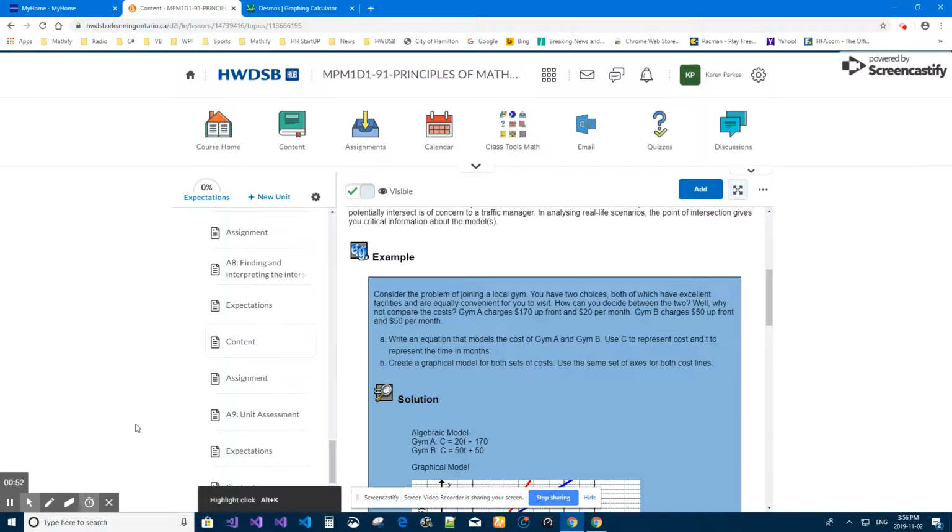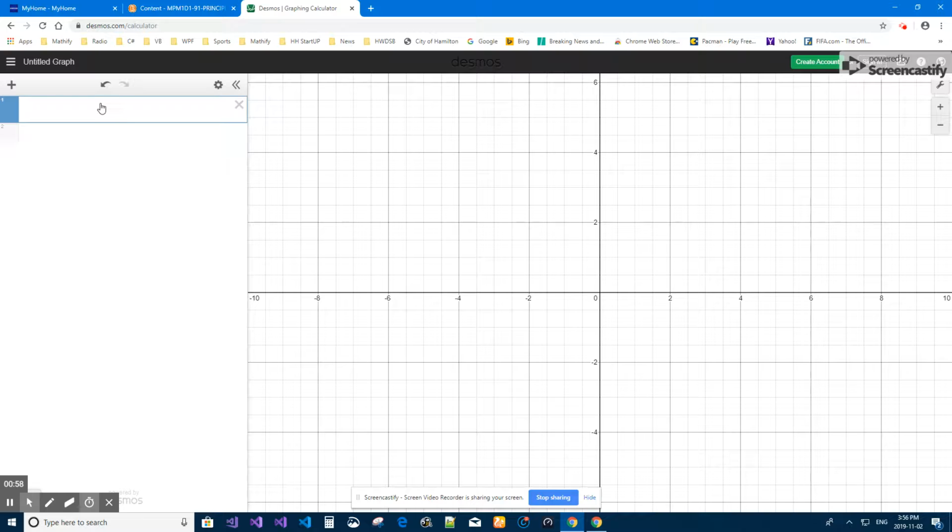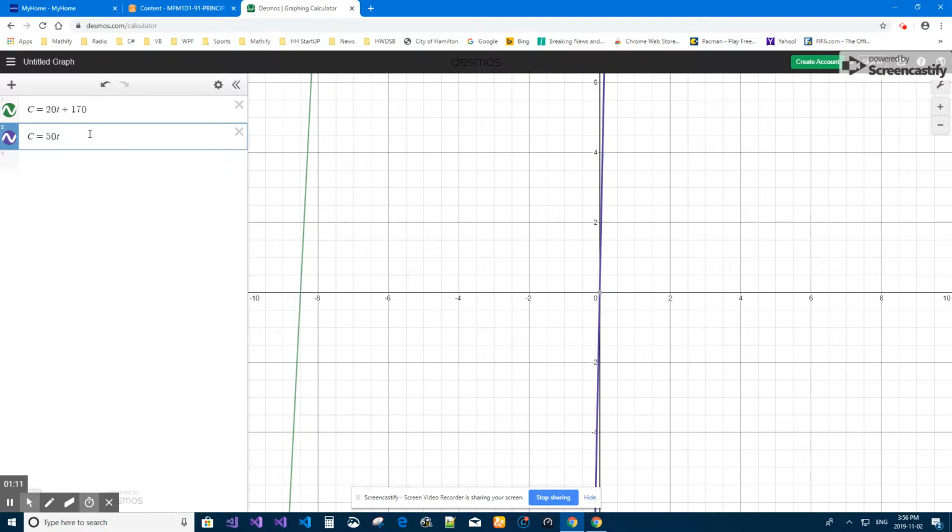Now let's explore using the Desmos graphing calculator to do this. What I like about Desmos is I can use any letter I want to use. C equals 20t plus 170. And the other one was C equals 50t plus 50.